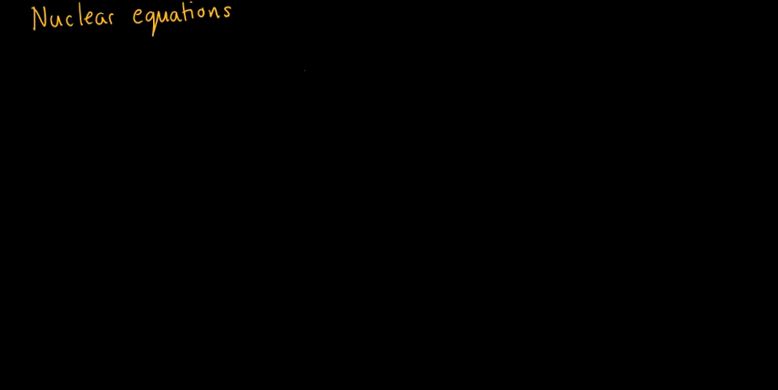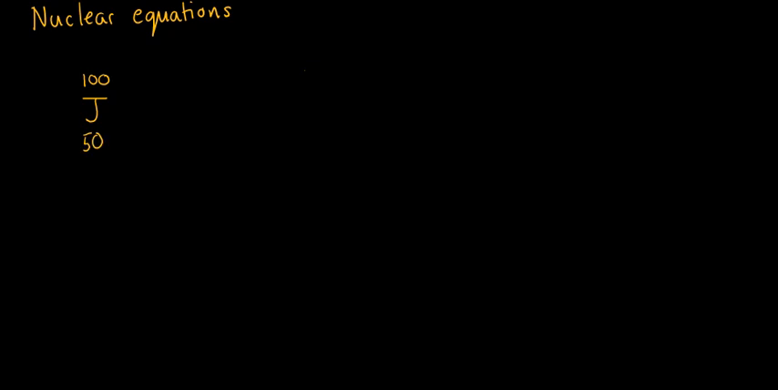Okay, so we're going to talk about nuclear equations, but before we do this, we need to get a good understanding of the different numbers that appear in the periodic table. So I'm just going to make up an element here called element J. Now, I'm going to say that this has a big number of 100 and a small number of 50.